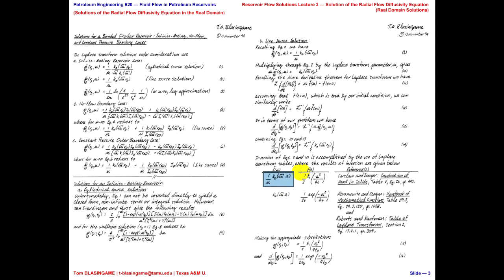From Carslaw and Jaeger, that's 1/2 E1 of a squared over 4t. So that is trivial, but the only place I ever found it was in Carslaw and Jaeger. So the final result, however you want to represent it, is given here. That's your dimensionless pressure solution, just like we got last night. And then the derivative solution is here. So it's this expression. Okay.